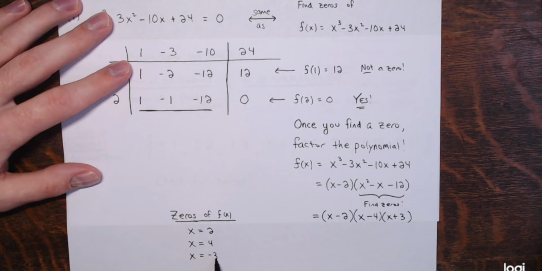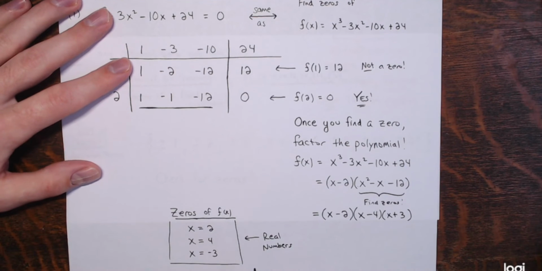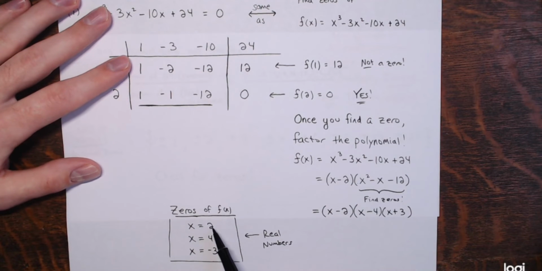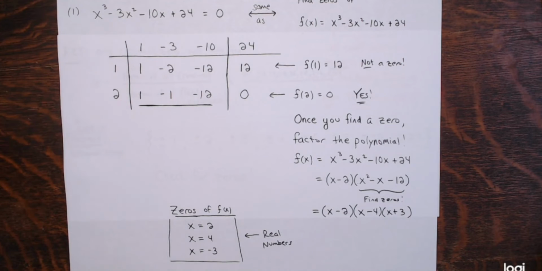And there you go. And these are real numbers, all three of these. So all that means is that if you were to graph this polynomial function, it would actually hit the x-axis at 2, 4, and -3. And let's see that happening.